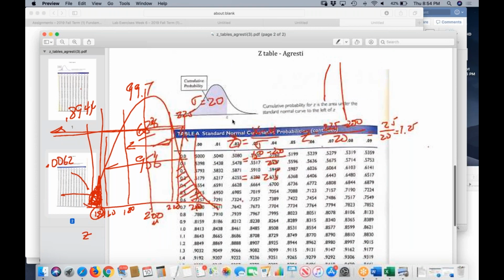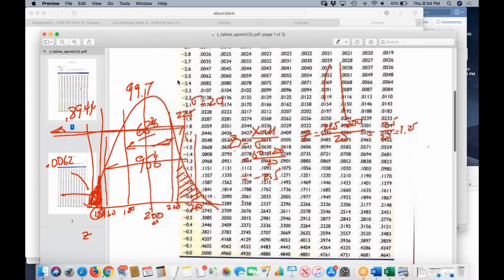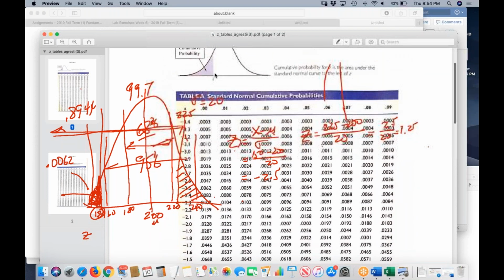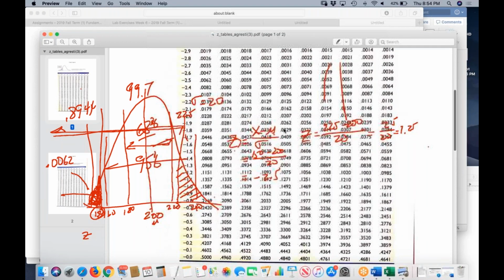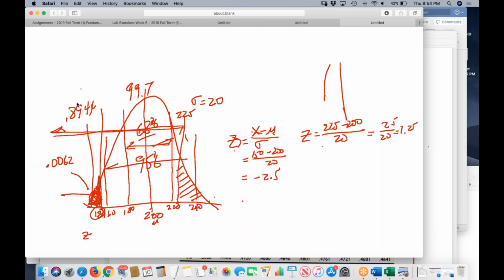So if the z-score is positive, it's always going to be an area greater than 50%. If the z-score is negative, it's always going to be on the other side of the mean, so it's always going to be an area less than 50%. Okay, so if I go back here and look at this, that's 0.8944. Well, what does that leave for the area that we're actually interested in? It means that that's equal to 0.1056, right? 1 minus 0.8944.